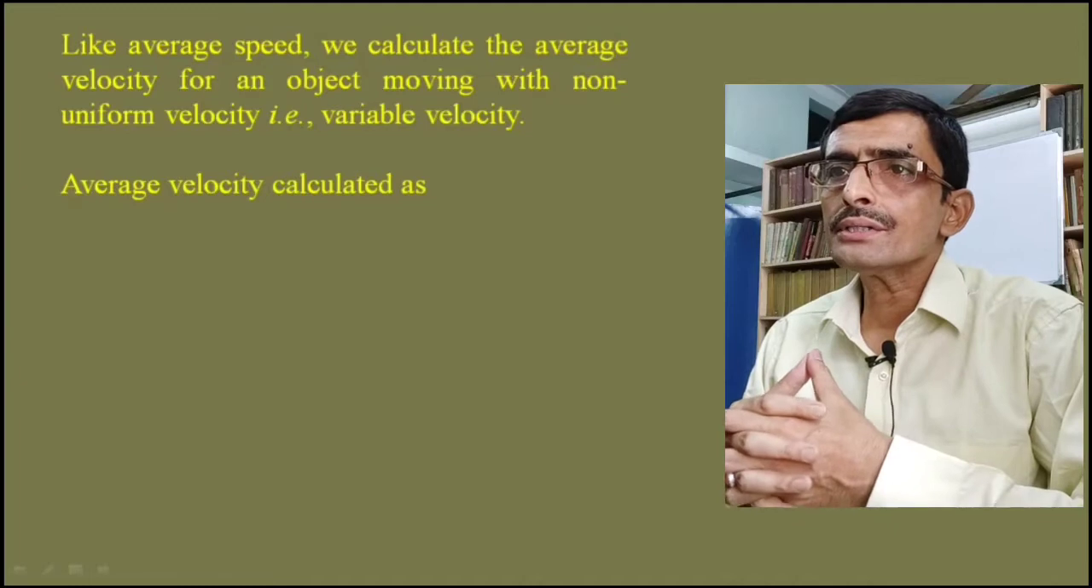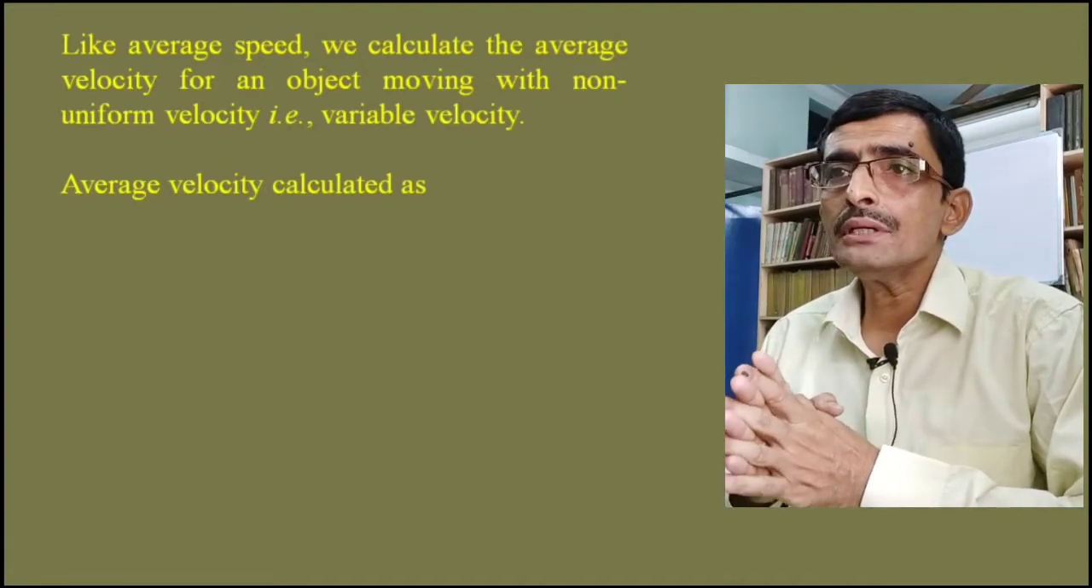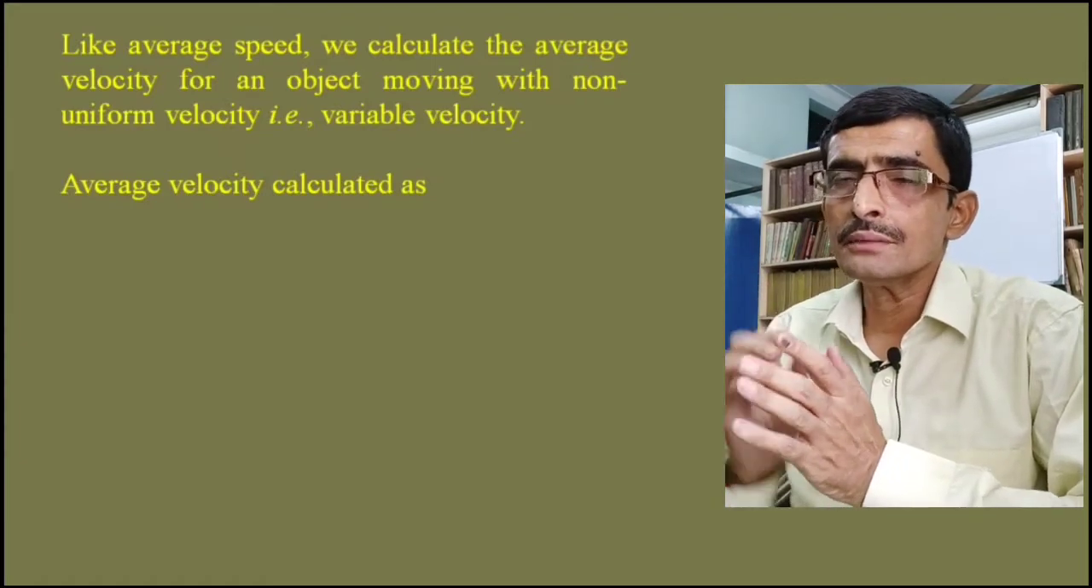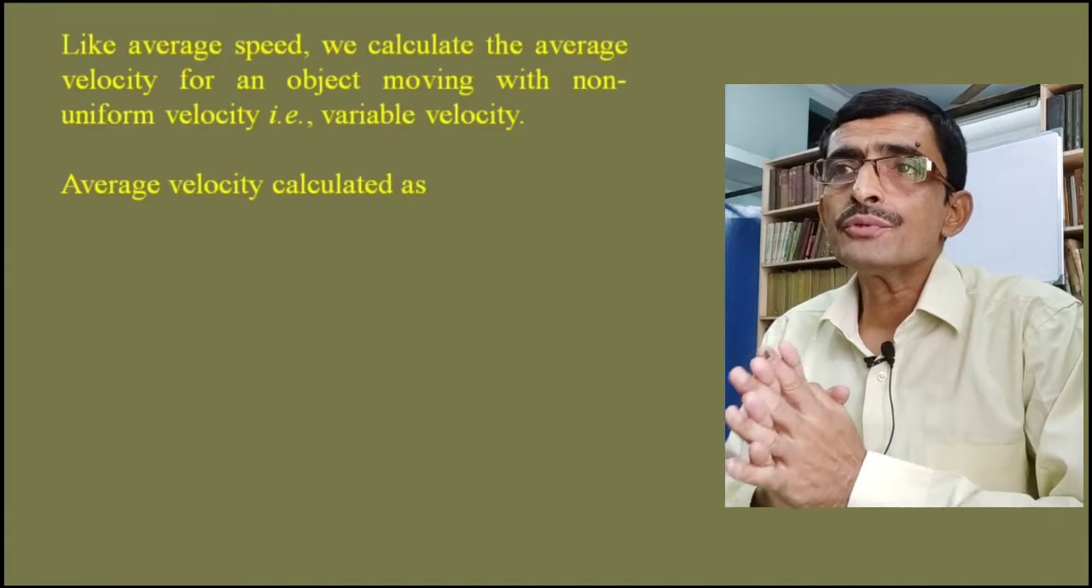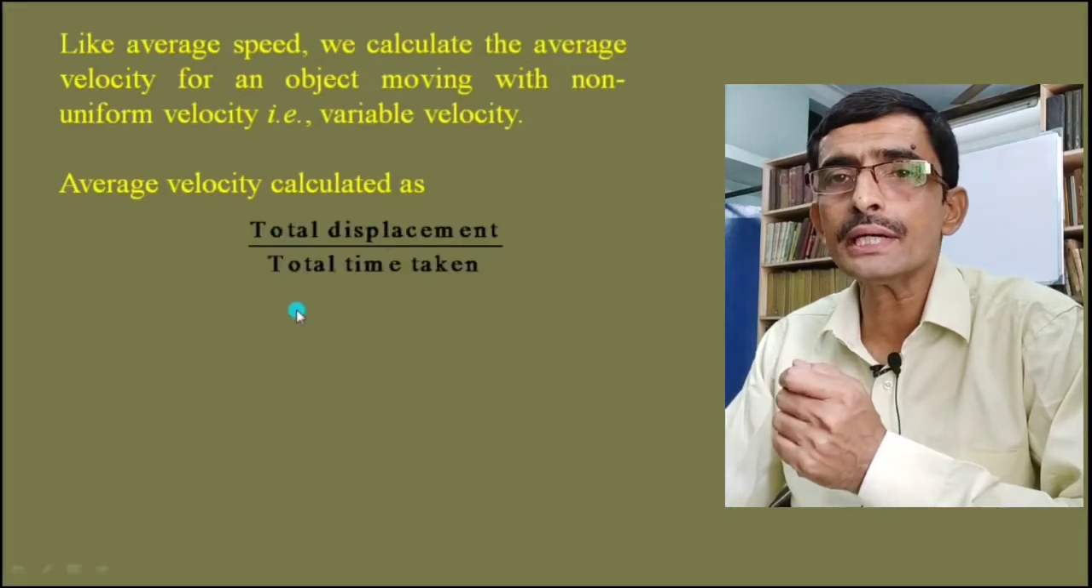Like average speed, we can calculate average velocity. Velocity can vary, as we have seen. For variable velocity we have to find out the average velocity. How can we find it out? Average velocity can be calculated as total displacement divided by total time taken.